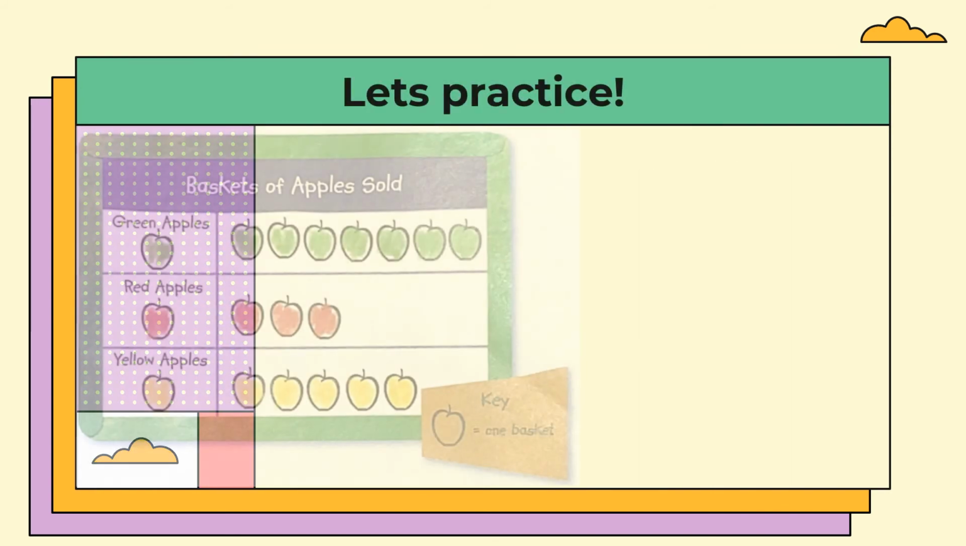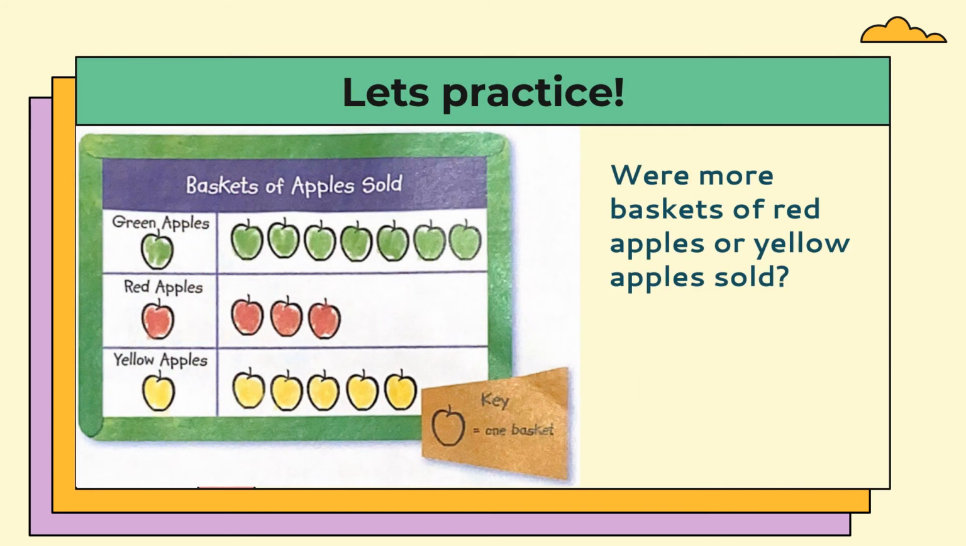Moving on. Were more baskets of red apples or yellow apples sold? It's very clear. You can see for red we have 1, 2, 3. 3 baskets of red apples were sold. For yellow we have 1, 2, 3, 4, 5. So 5 baskets of yellow apples were sold. Is 5 greater than 3? Yes, it is. So there were more baskets of yellow apples sold than of red apples.